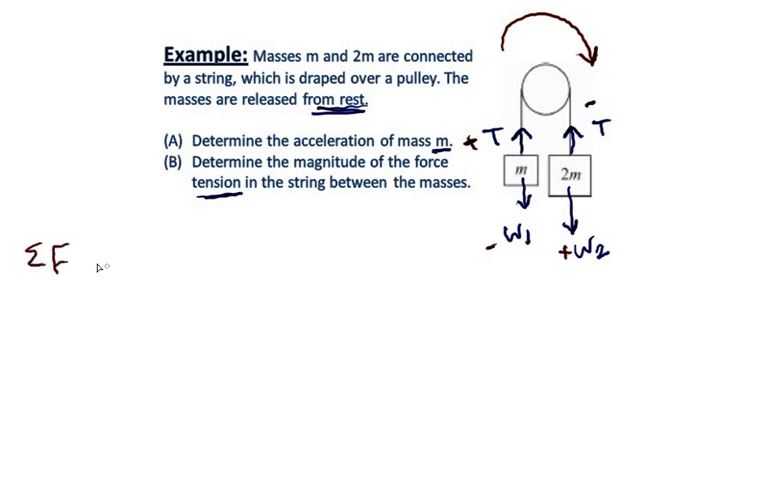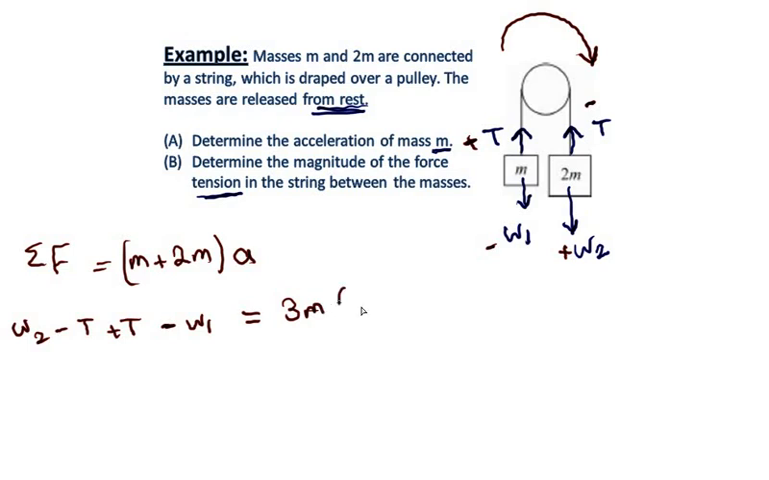Sigma F of the system is equal to M plus 2M or 3M times the acceleration. Sigma F is weight 2 minus T plus T minus weight 1, and this is equal to 3M times A. These two tensions cancel out because they are equal.